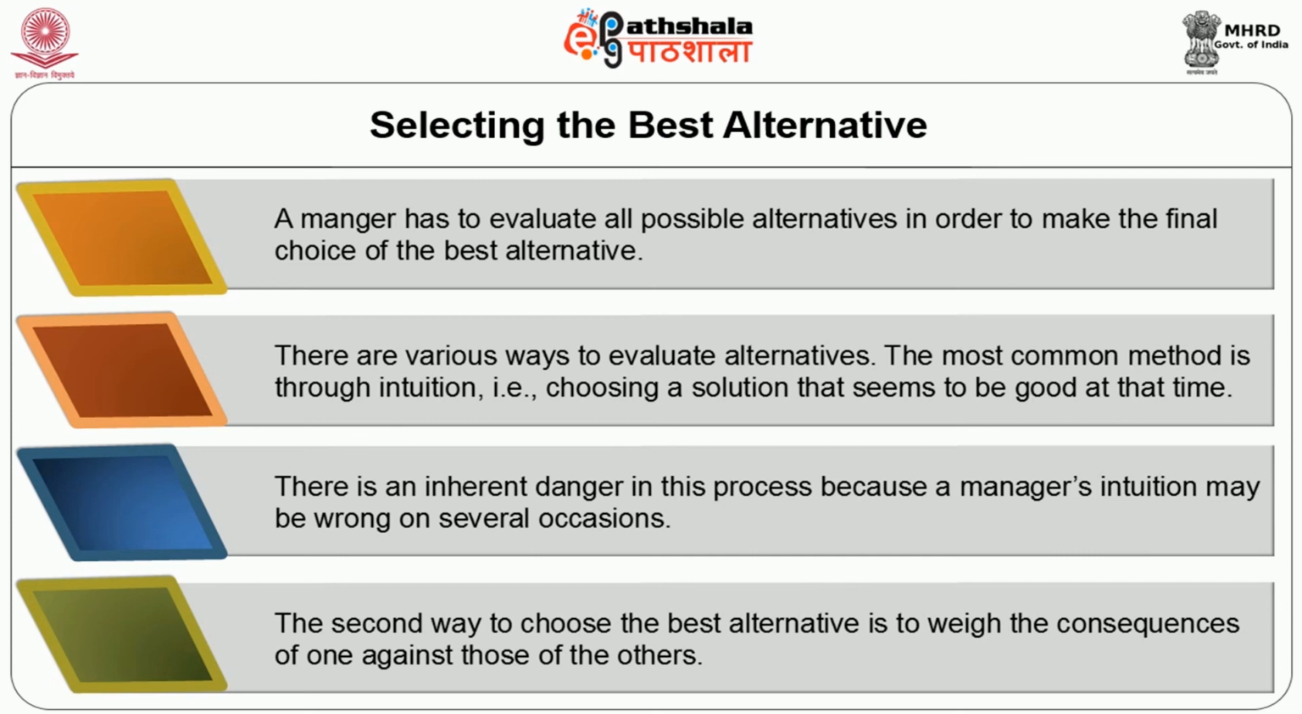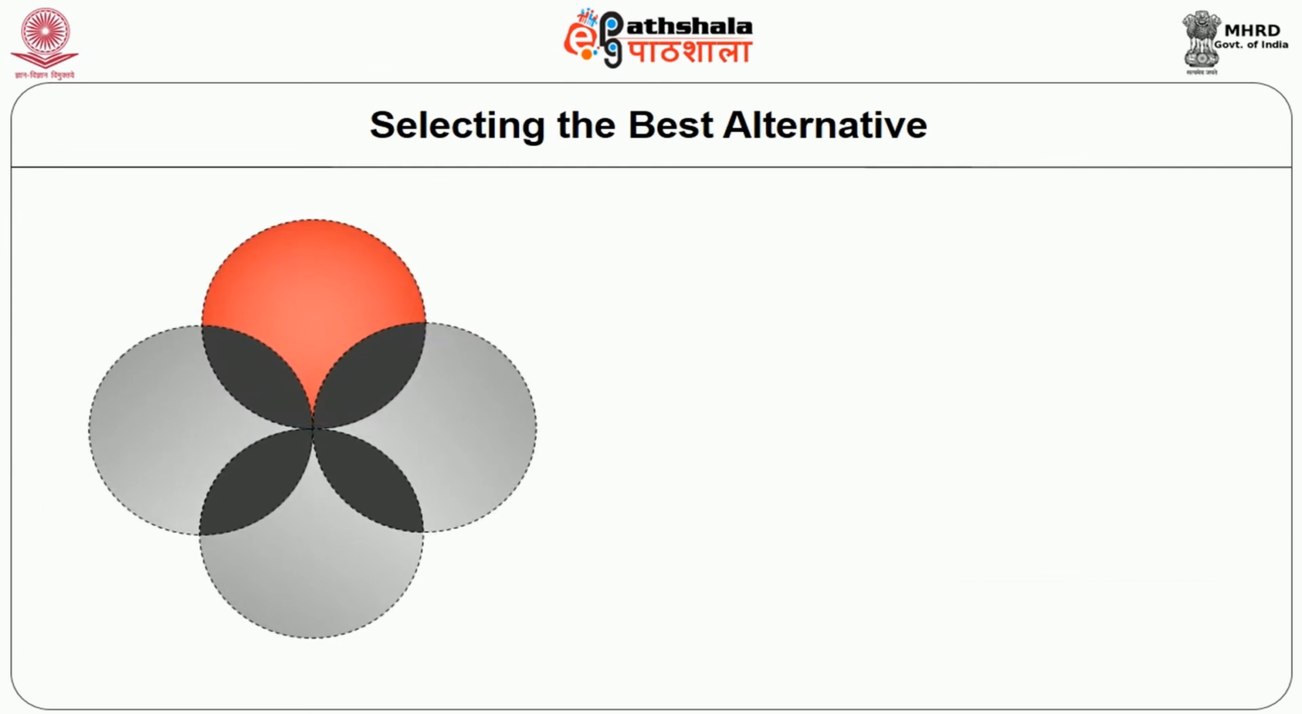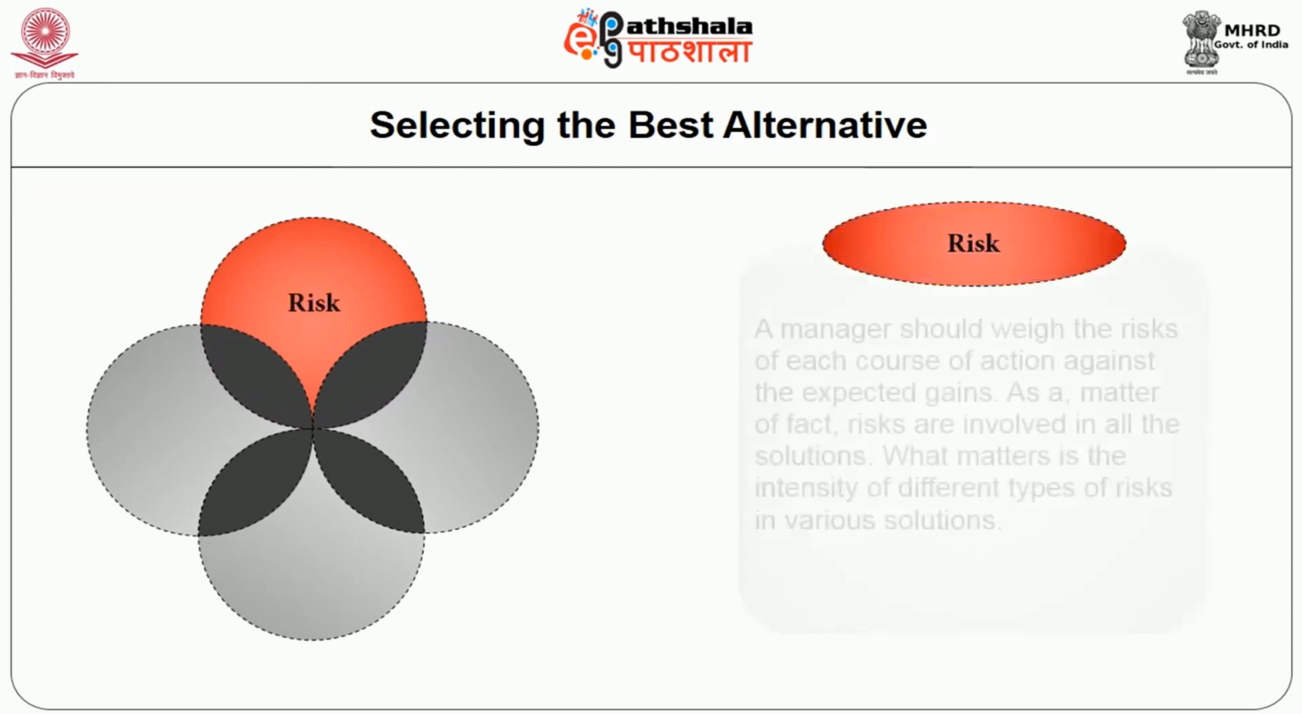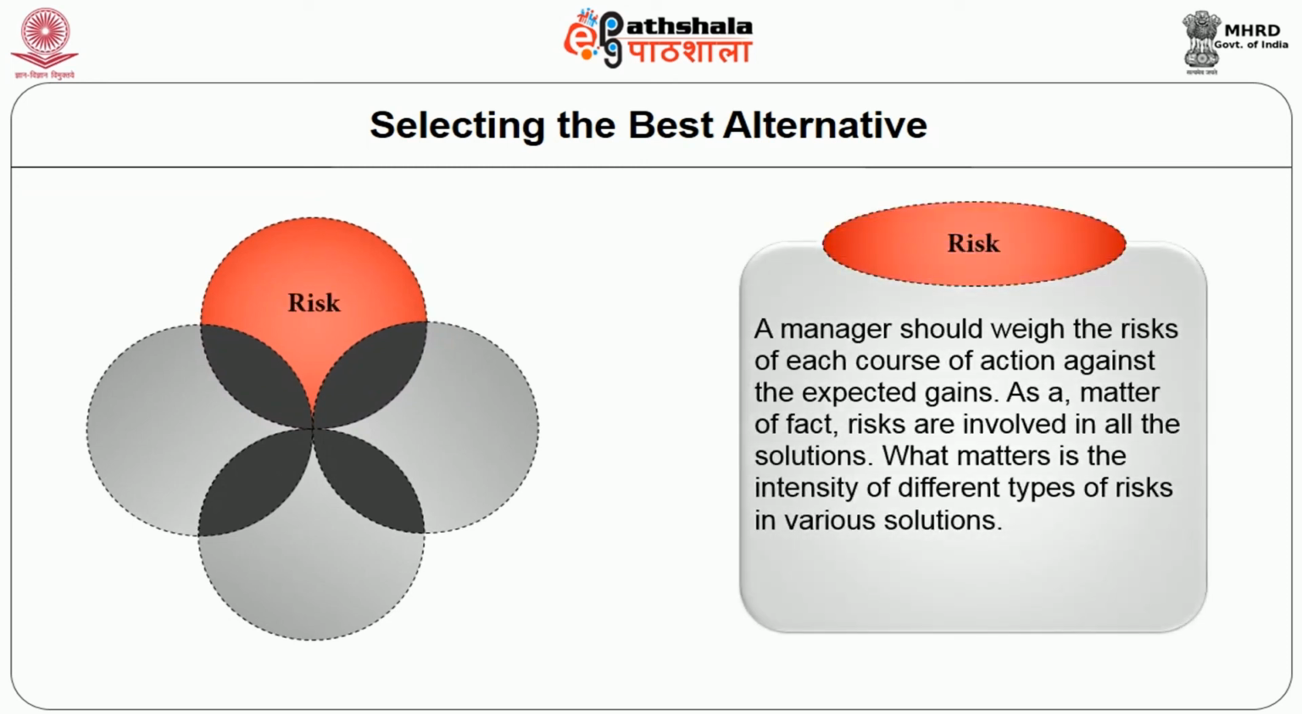Peter Drucker has laid down 4 criteria in order to weigh the consequences of the various alternatives that have been formulated by the manager for a particular problem. They are risk, economy of effort, situation or timing, limitation of resources. What could be criteria risk? If a manager has to weigh the risk of each course of action against the expected gain, then he would have found all the facts and the risk involved in all the solutions. What matters is the intensity of different types of risk in various solutions.